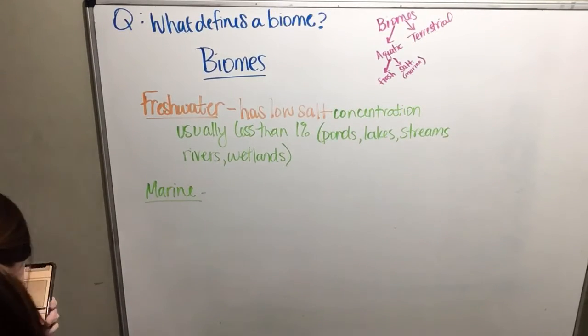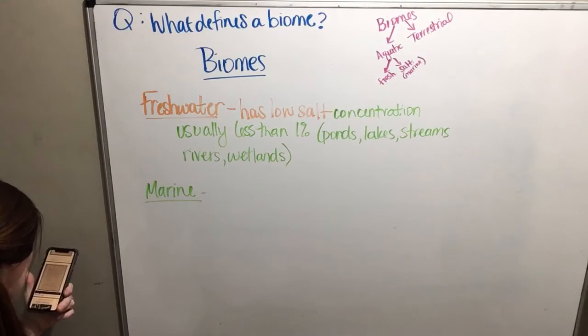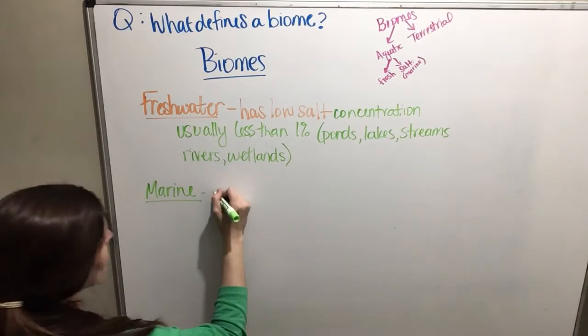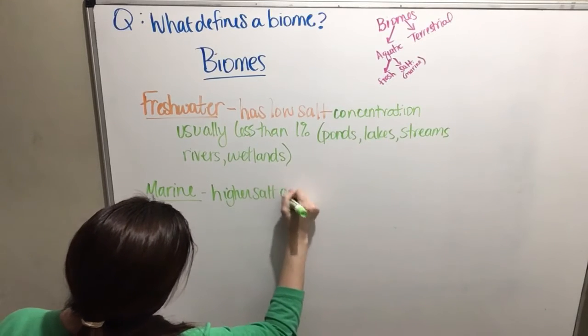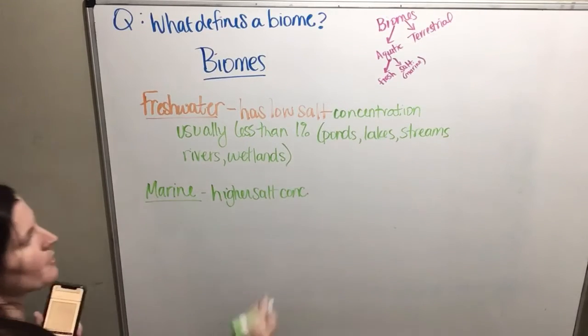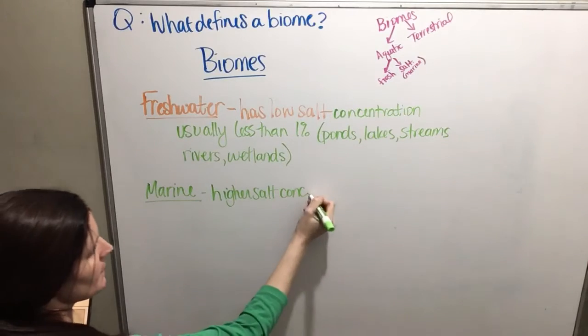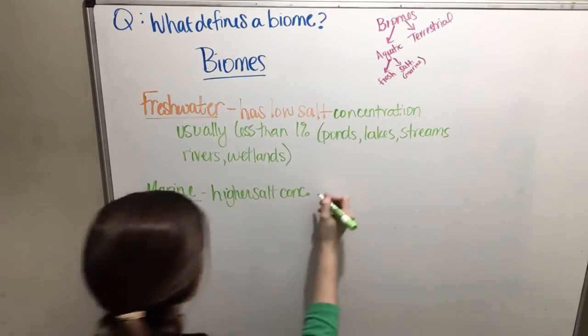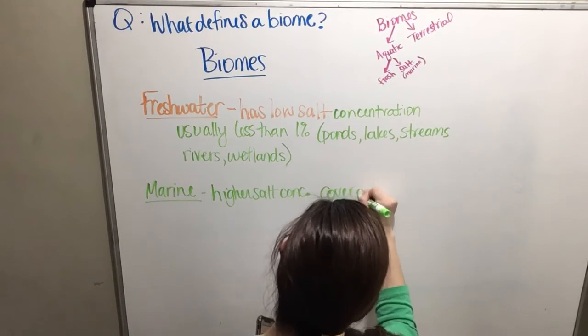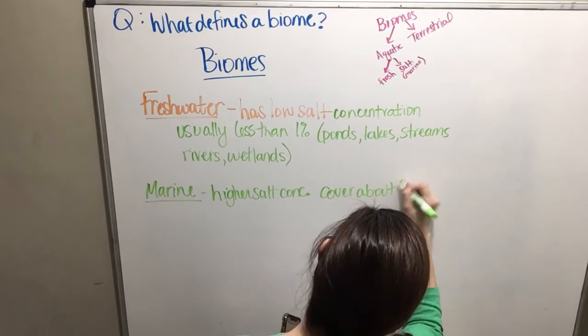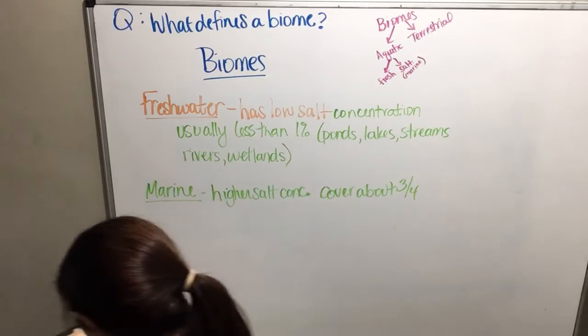All right, let's do our marine biomes. Remember, this is the one that has salt concentration, a higher one. These cover, so we're going to put higher salt concentration. And I abbreviated concentration CONC, so that's an abbreviation. They cover about 3/4 of the Earth's surface.